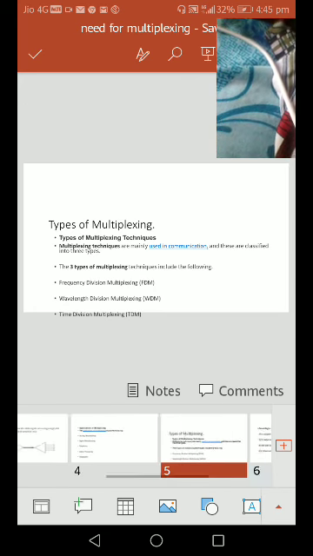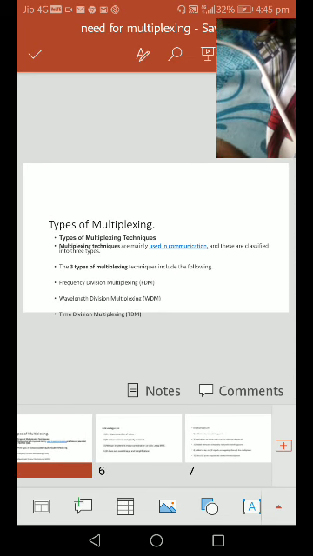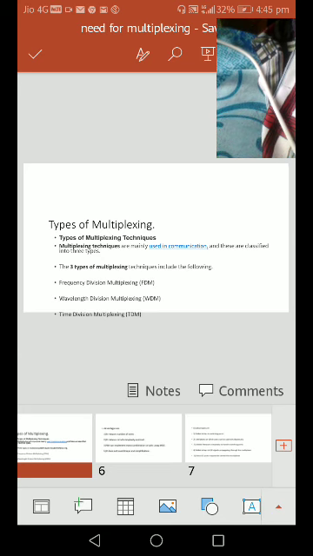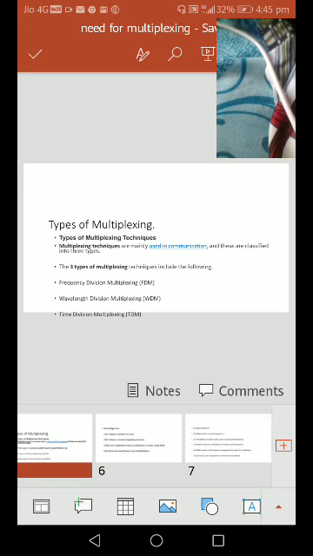This is the way we multiplex. Multiplexing, need for multiplexing.